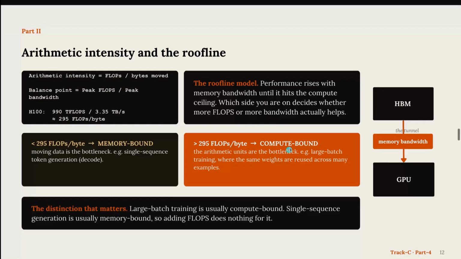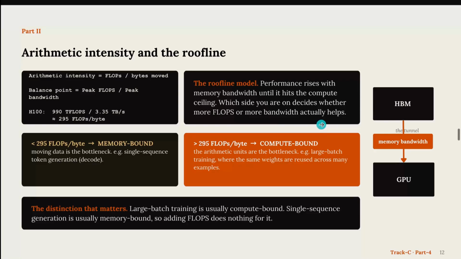If it is greater than 295 flops per byte, it means compute bound. We are sending so much data, but the compute is not keeping up, so we have reached the limit of the GPU in this case. Arithmetic units are the bottleneck, as in large batch training where the same weights are reused across many examples. So performance rises with memory bandwidth until it hits the compute ceiling, which is the GPU. Which side you are on decides whether we need more flops or whether more bandwidth actually helps.